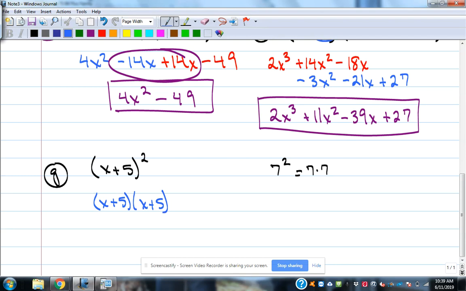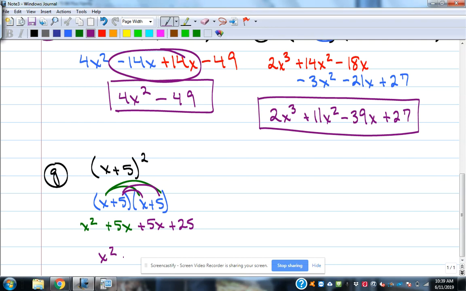A lot of people make a mistake on that problem and want to just say x squared plus 5 squared or x squared plus 25, and that's not correct. So be careful of that. If you see something with a squared on the outside and it's got addition or subtraction in it, write it out twice and multiply it with distributive property. Don't make that mistake. So x times x would be x squared plus 5x, and then multiply by 5 to both of those. That'd be plus another 5x, and then plus 25.